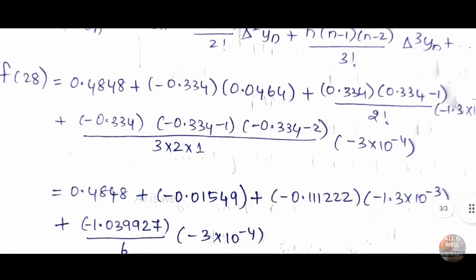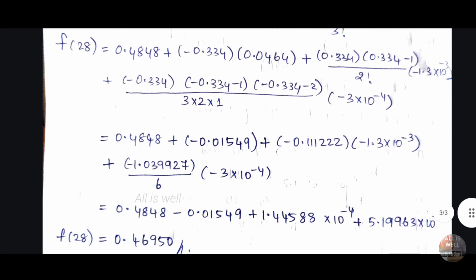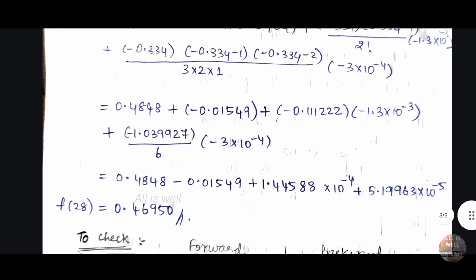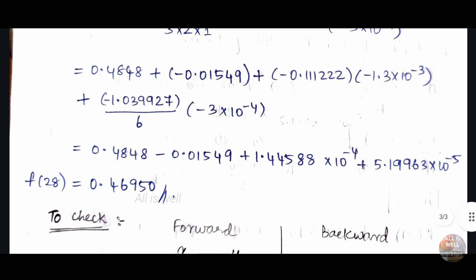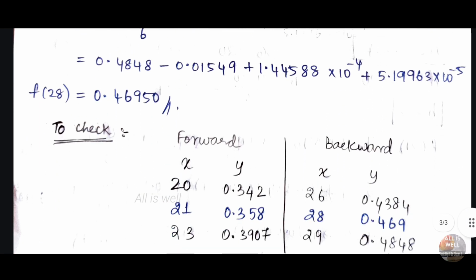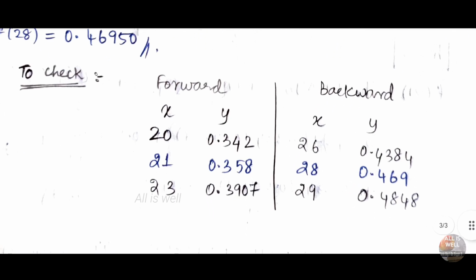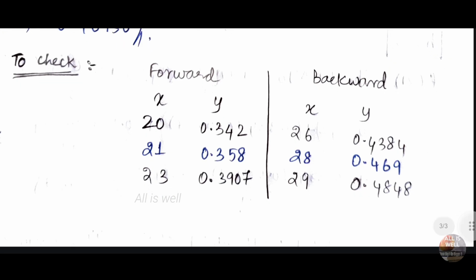Substitute these values in the formula and reduce it to the simplified form. Be careful with the factorials used in the formula. After arithmetic simplifications, you will get the value of y when x is equals to 28. To check your answer, you can use this trick. That is, in the forward set, the value we found should be in between the values of y. Similarly, in backward set, the value we found should be in between the other values of y.